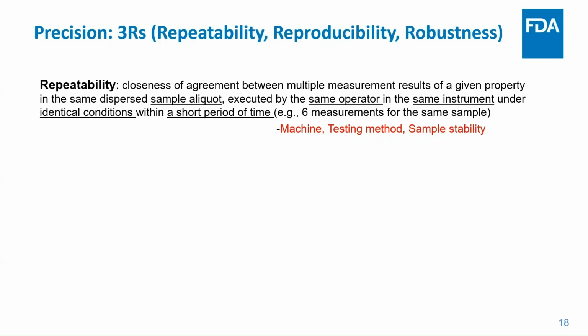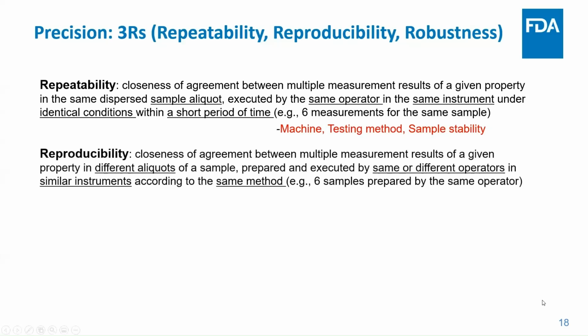So the same measurement: same sample, same operator, same instrument, identical conditions, differences only in time. And this is repeatability. Next, reproducibility: something changed. We prepare a different sample. We take from the vial, withdraw another material, dilute it and prepare two sets of samples, and we perform the measurement.